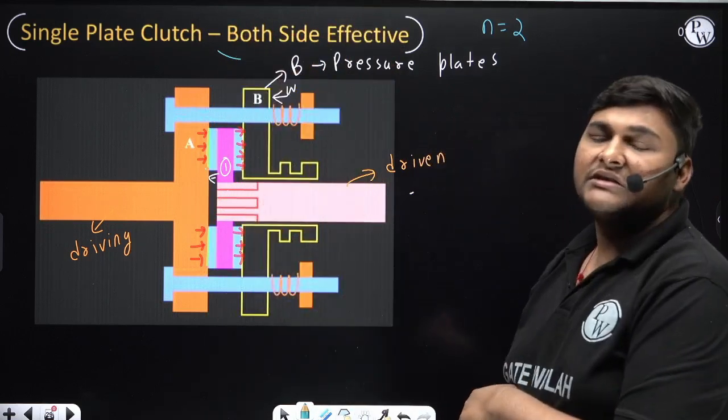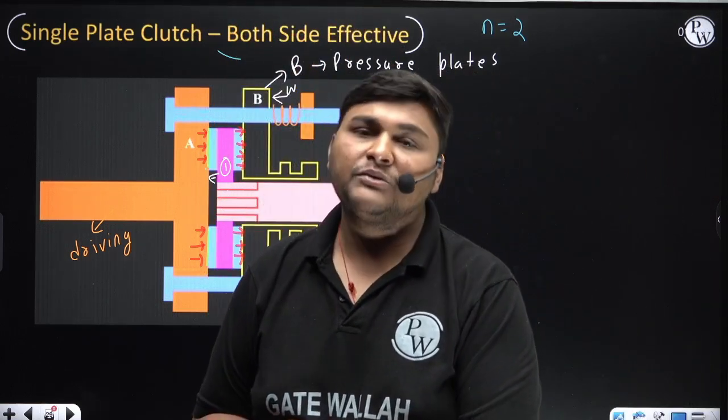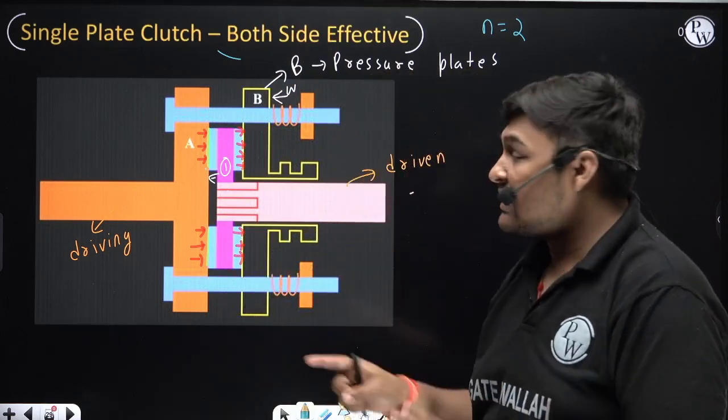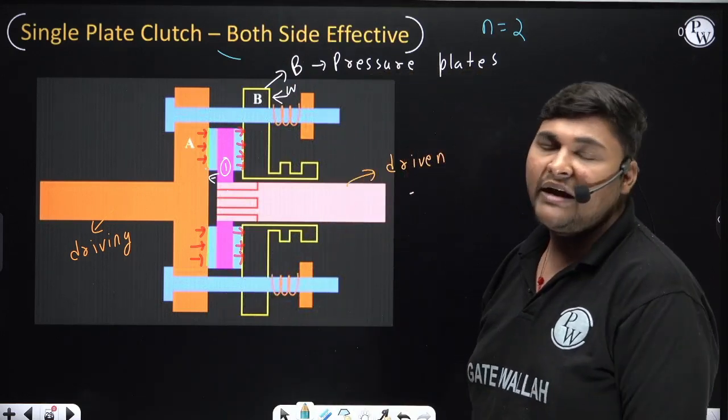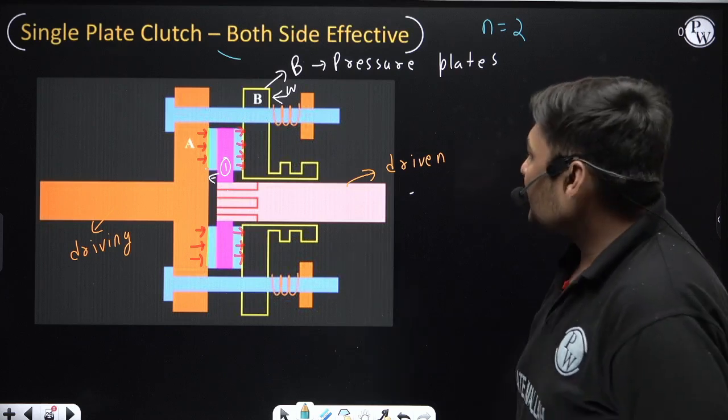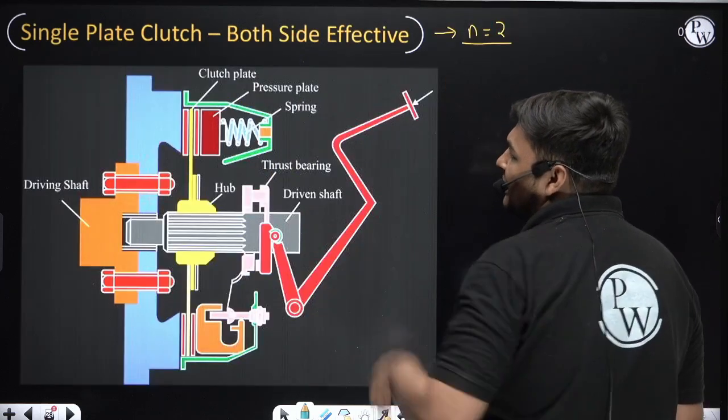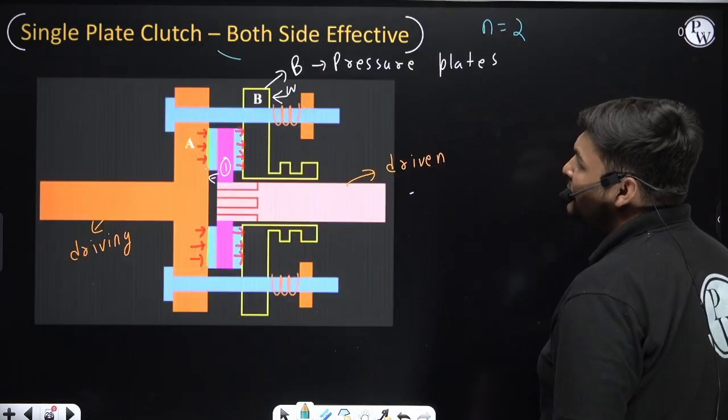So in this case, the number of pairs of contacting surface will be 2, and the symmetric diagram of this clutch is this. Okay, and how it is working you can imagine. What will happen when you push this clutch pedal?